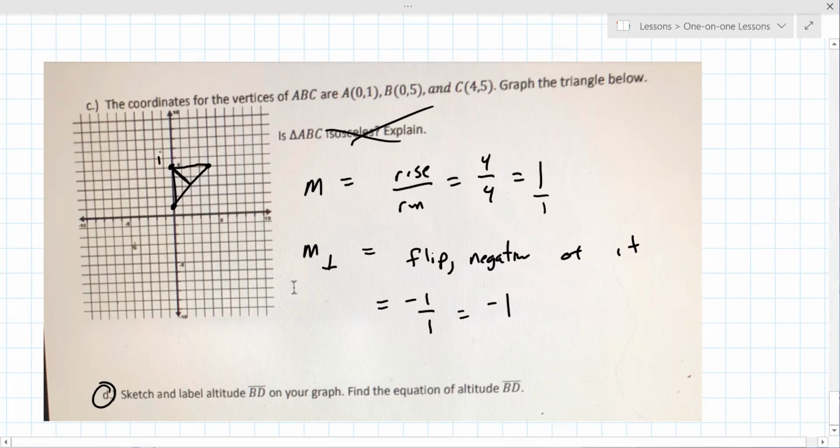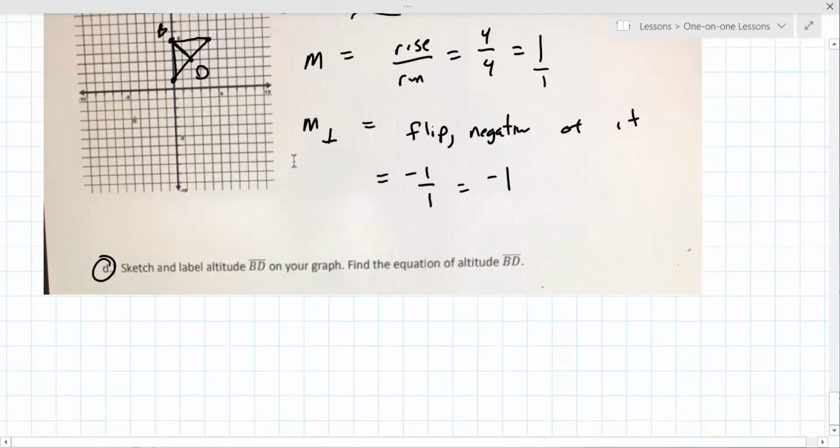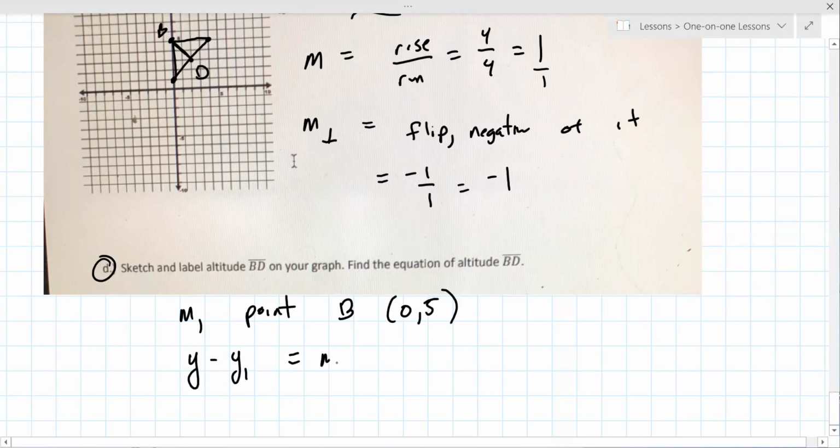It did say to label it. There's B, there's D. Okay, that part's done. Now the equation of the line. For an equation of a line, we need a slope and a point. The point we're going to use is B because it's given. We don't have to do anything with it: 0, 5. I prefer point slope form, but slope intercept form would work pretty well here because they give you the intercept.